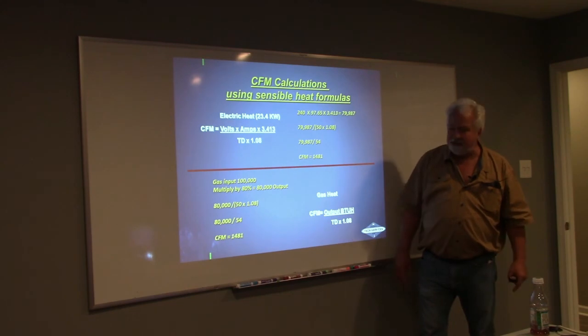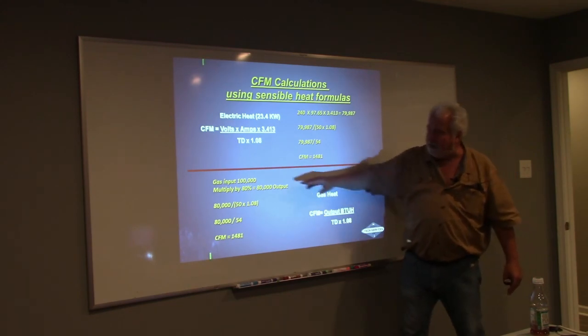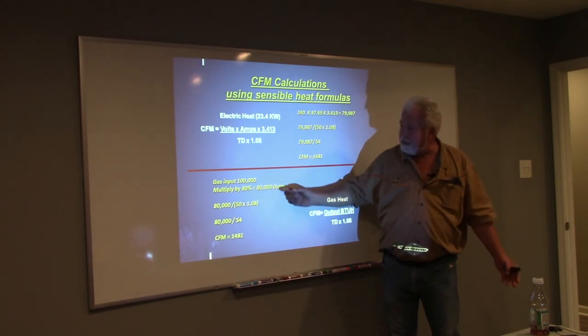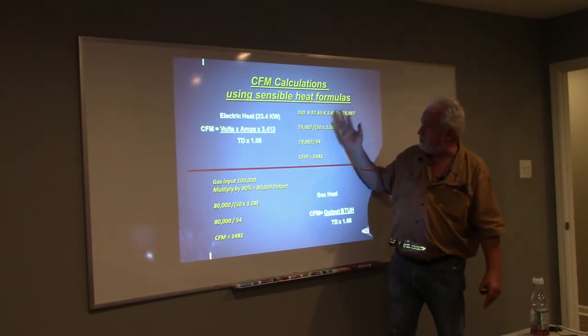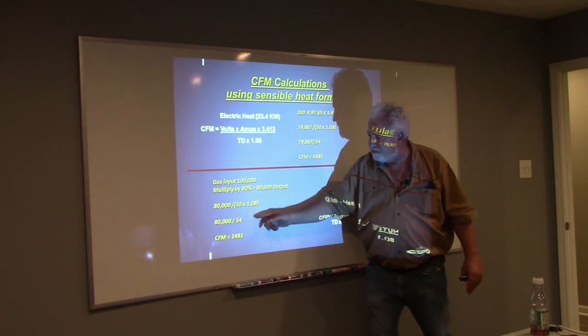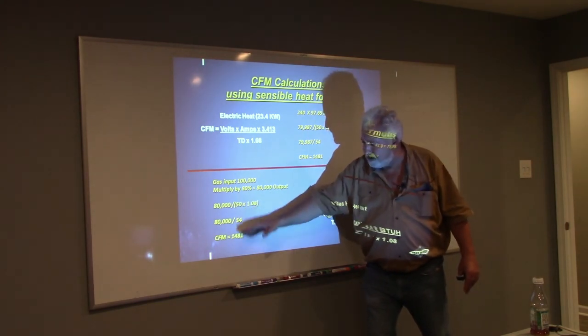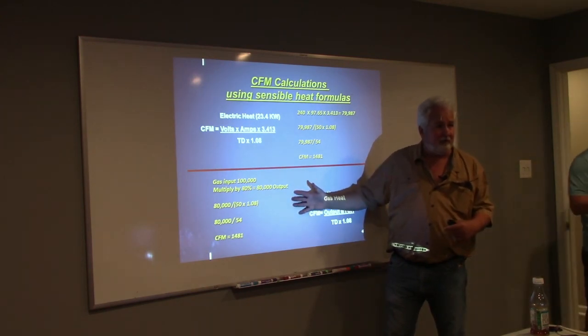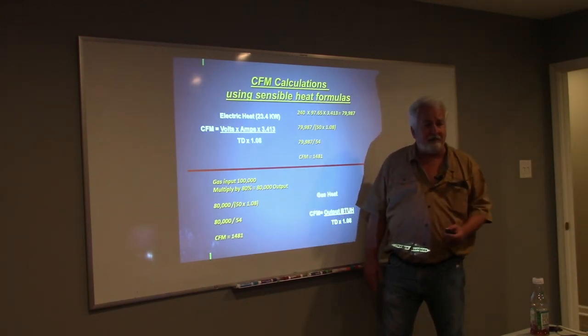Can I do that with a gas heater? Yep, same thing. If I have 100,000 BTUs of input and it's an 80% furnace, my output is 80,000. So again, 80,000 divided by that temperature rise times 1.08 gives me 1481 CFM. You like this? Good. It's a good way to calculate the CFM that's coming out of that system.